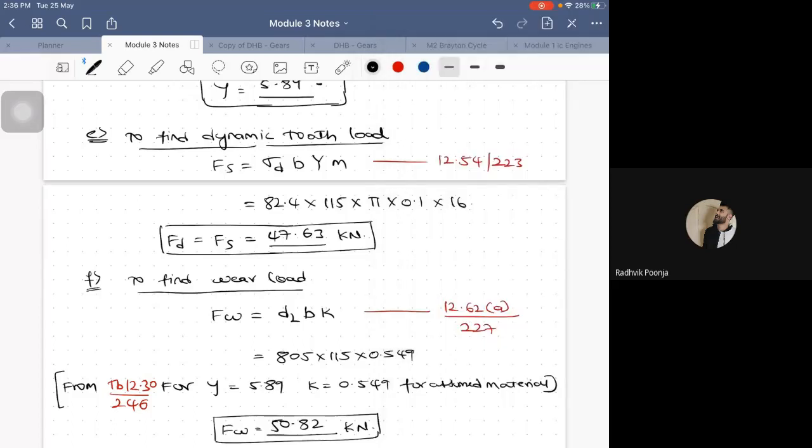Okay, 50.82. I guess all the values are correct. So what inference can you draw? The dynamic load is 47, but the wear load is 50.8. What is the inference or conclusion I should write?